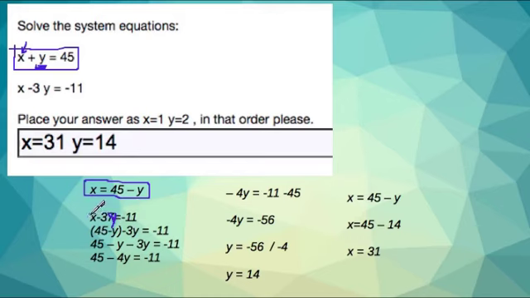Okay, wherever you see the x, like this one, you got to substitute it with the 45 minus the y. Alrighty, 45 minus the y. There you go, right there. So instead of the x, there's a 45 minus y. Then you have the negative 3y, which is this. Negative 3y equals negative 11.